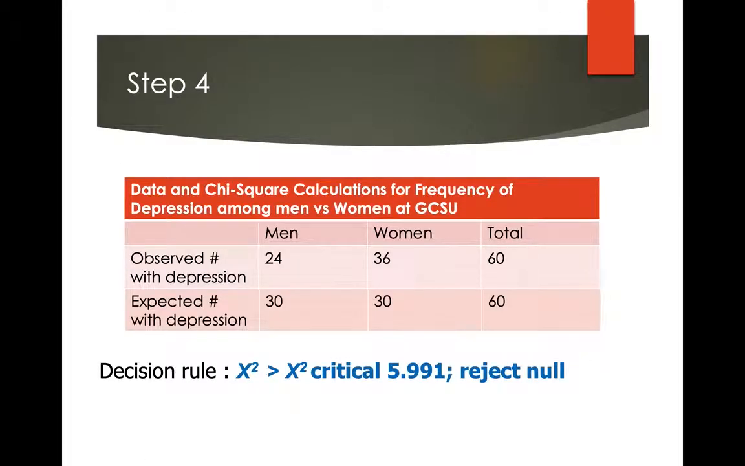Now I can move to step 4, which is to make my decision rule. The wrong table is shown here, so please do not pay attention to this table. This is the wrong table. But the decision rule is that if my calculated chi-square statistic is greater than my chi-square critical value of 5.991, I will reject my null hypothesis.